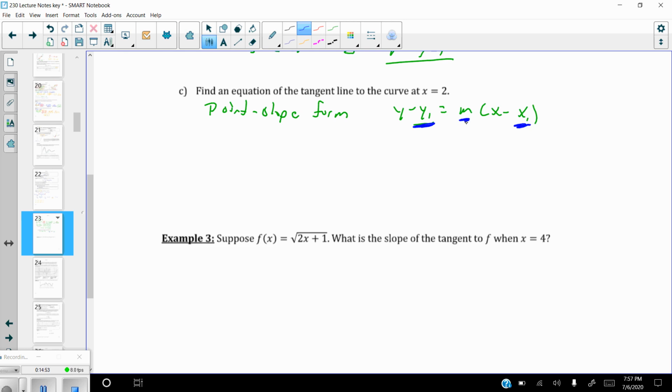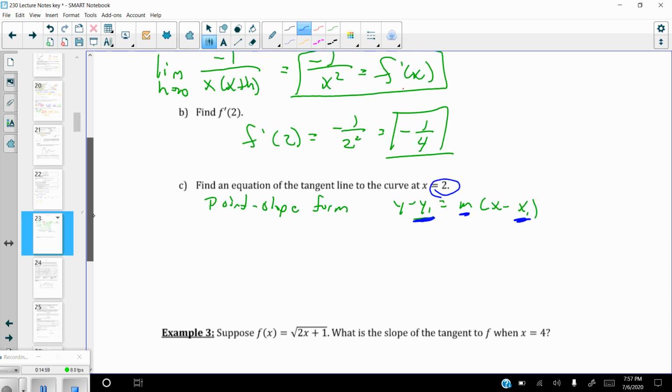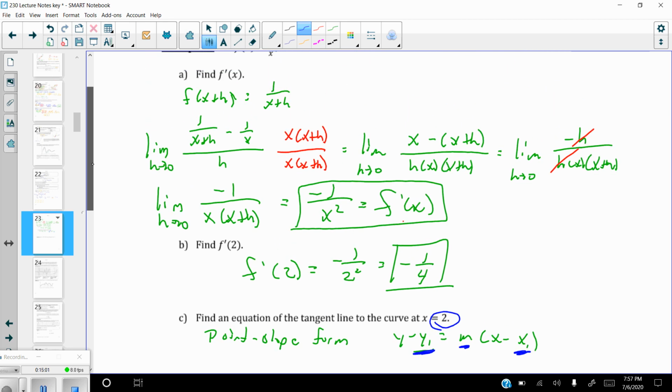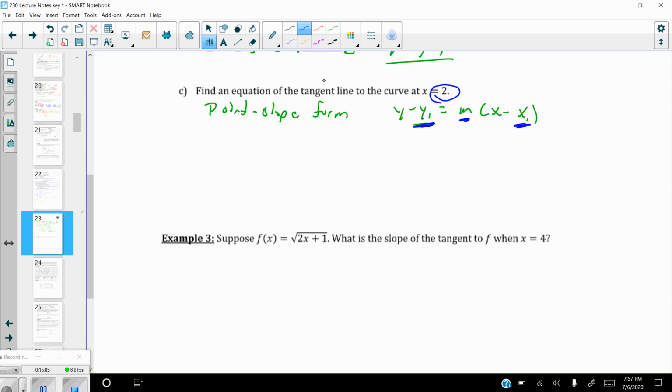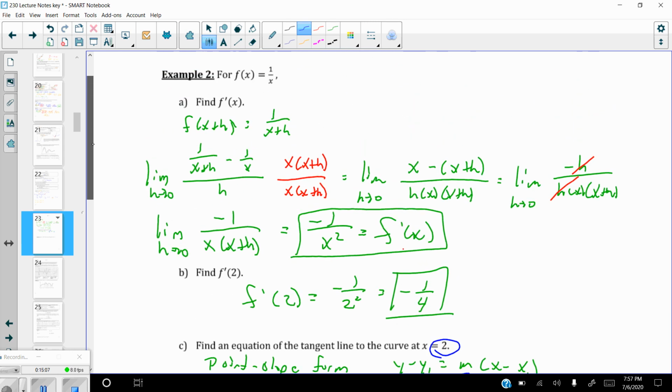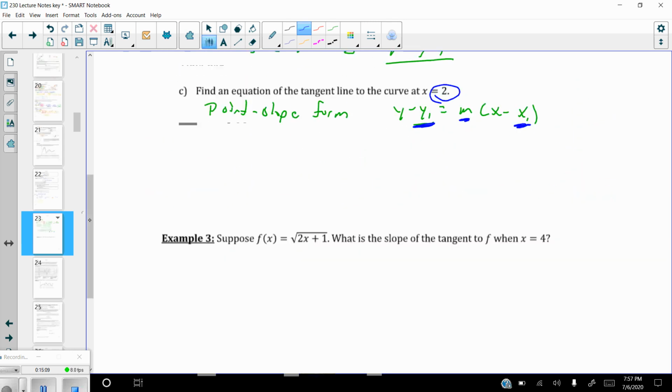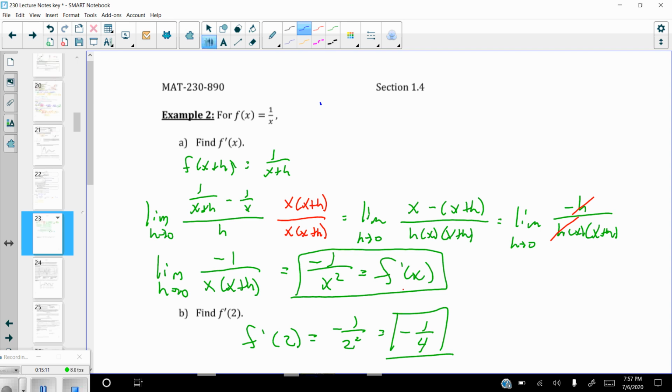We just found the slope. We know x1 is 2, that was given to us. So the only thing we have to do is actually find y1. Well, we can go back to the original function to find y, because y is going to be f of 2. Well, that's just going to be plugging 2 into the original function, so that's going to be 1/2. So there's our y value.